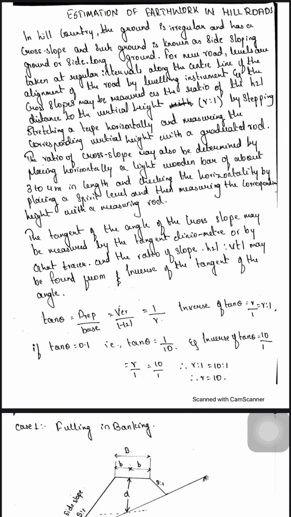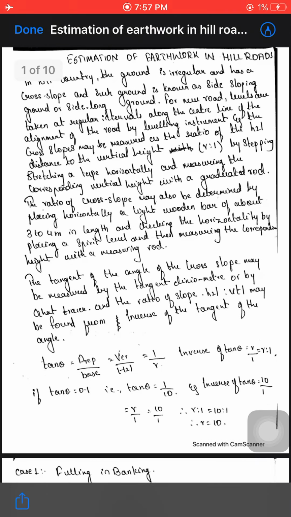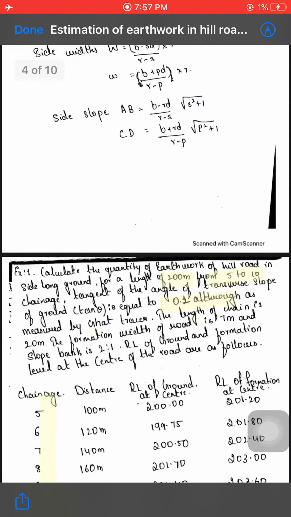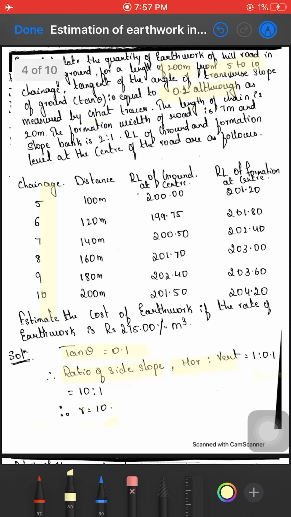So r is to 1 will be 10, as 10 is to 1, so r will be 10. Next, they have given tan theta. Next is the length of the chain, which is 20 meters. So the length of the chain they have given is 20 meters.